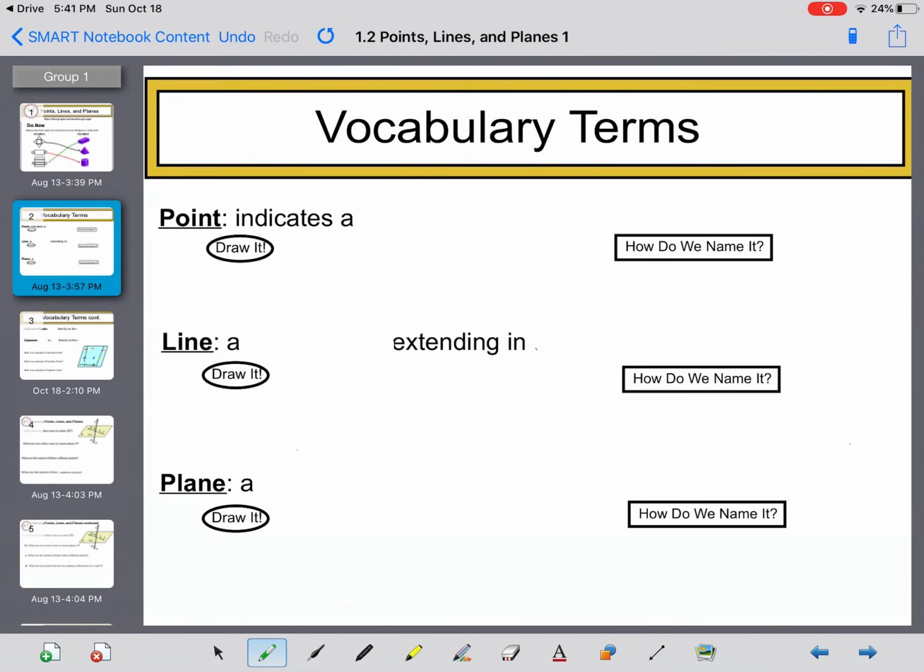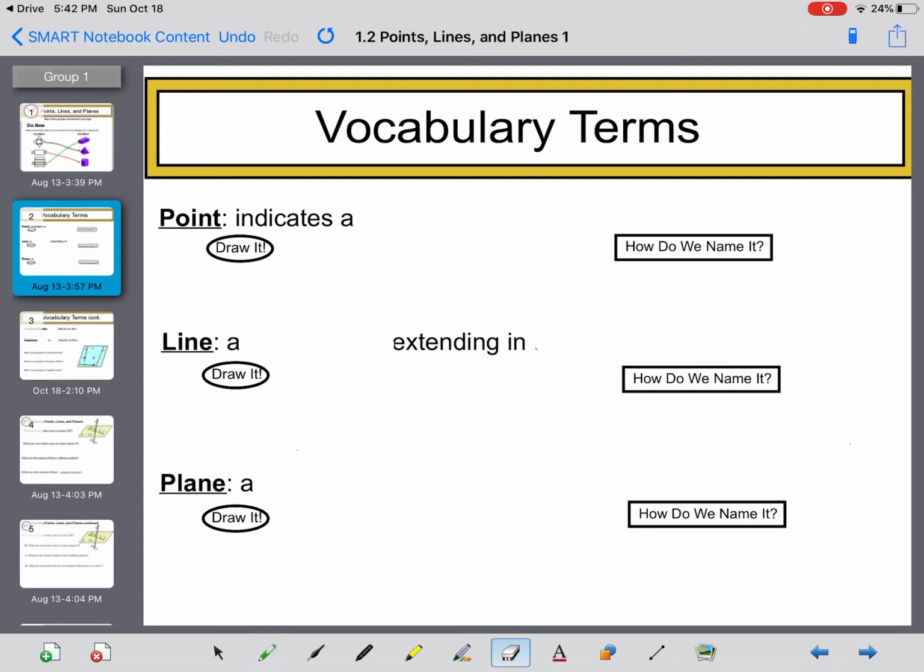Okay, so for your vocabulary terms, feel free to pause when you write the definition, pause when you're drawing the definition, and pause when you're naming the definition. Feel free to take as much time as you need to accurately draw, name, and write down these definitions.